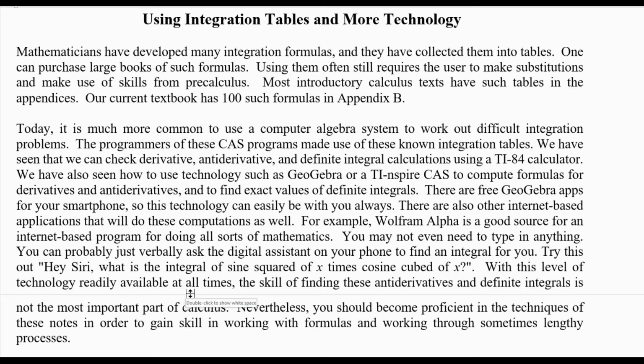For example, Wolfram Alpha is a good source for an internet-based program for doing all sorts of mathematics. You may not even need to type in anything. You can probably just verbally ask the digital assistant on your phone to find an integral for you. Try this one out. Hey Siri, what is the integral of sine squared of x times cosine cubed of x?